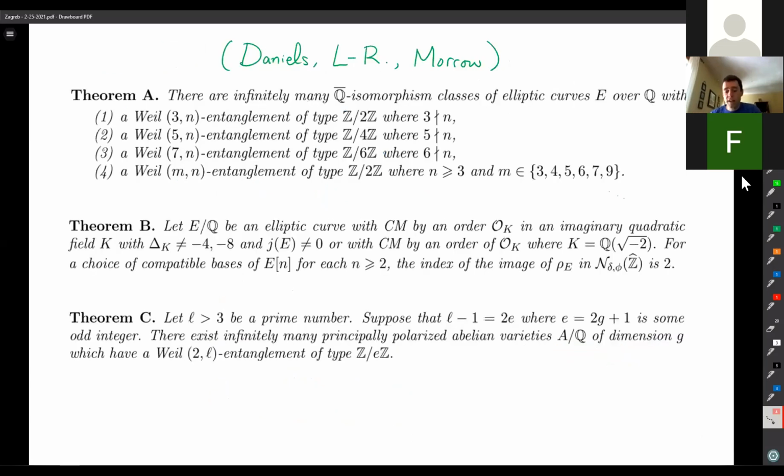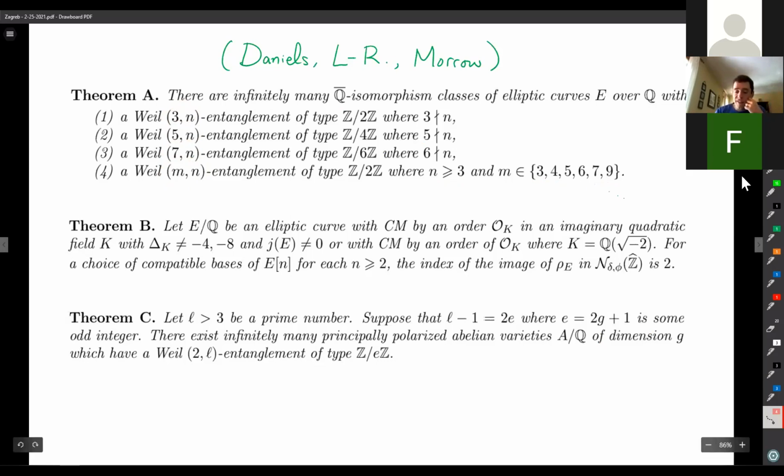So here are some of our theorems. First, we prove that there are infinitely many times where the 3 division field and some n division field are entangled, that the 5 is entangled with n, that the 7 is entangled with n, and the m and n are entangled for m in these numbers and n any n, well, for some n bigger or equal to 3. So in these cases, we can parameterize all these entanglements that can happen.